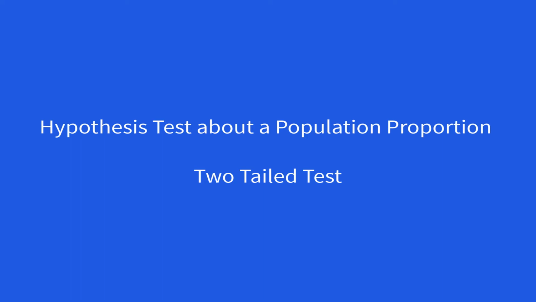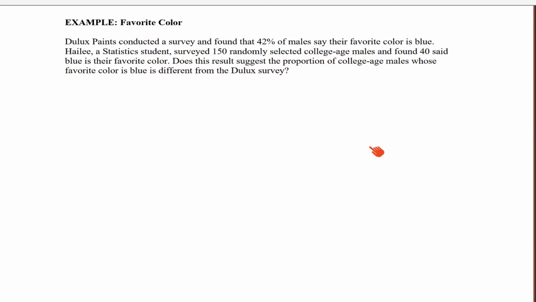Up to this point, the only types of hypothesis tests we've done have been one-tailed, either left-tailed or right-tailed. But there's a third type of hypothesis test that's a two-tailed test. Dulux Paints conducted a survey and found 42% of males say their favorite color is blue. Haley, a statistics student, surveyed 150 randomly selected college-age males and found 40 said their favorite color is blue. Does this result suggest the proportion of college-age males whose favorite color is blue is different from the Dulux survey?